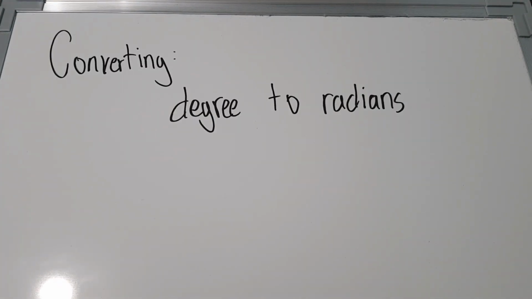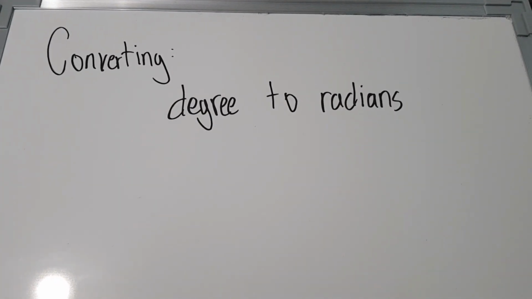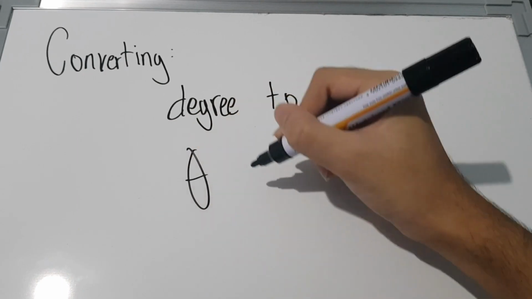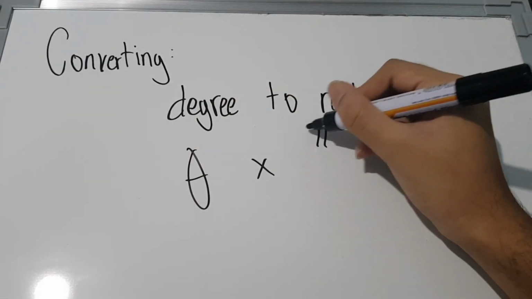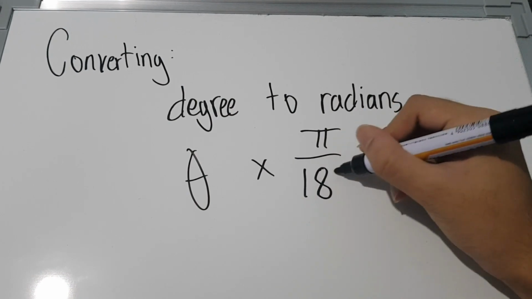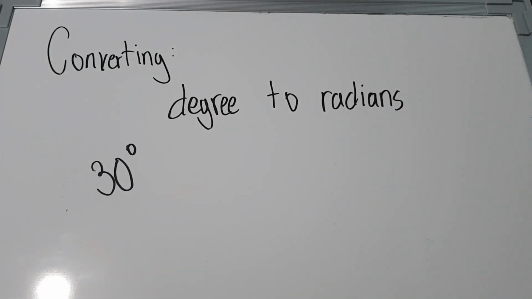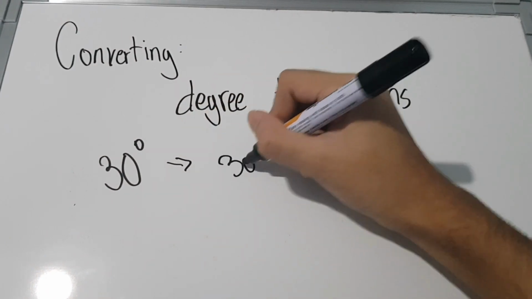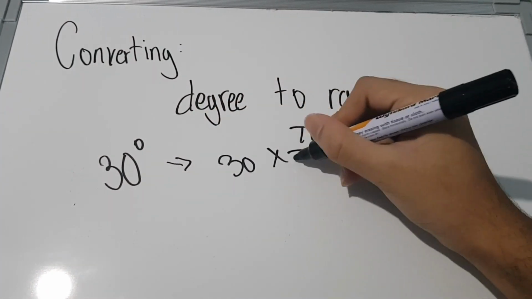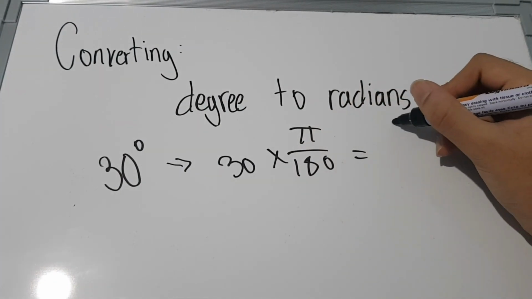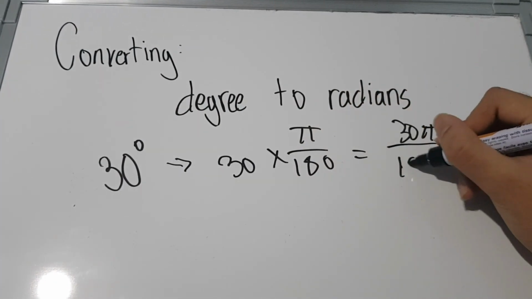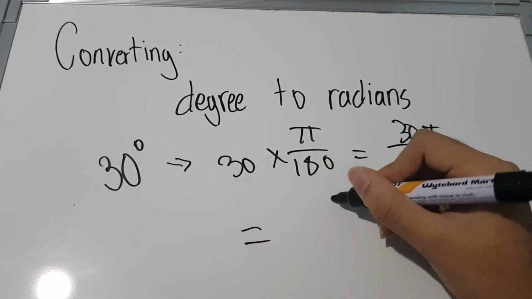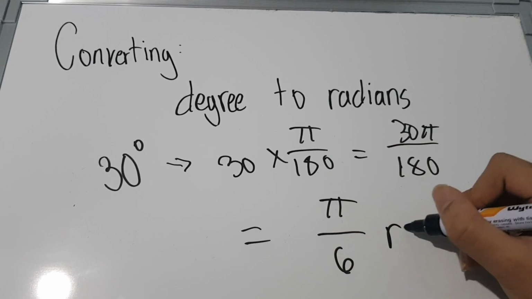Measuring angles in radians. To convert degrees to radians, we have to follow this formula: theta, or the angle, multiplied by pi over 180 degrees. For example, 30 degrees. To convert 30 degrees into radians, we multiply 30 by pi over 180. This will be equal to 30 pi over 180, and that will be equivalent to pi over 6 radians.